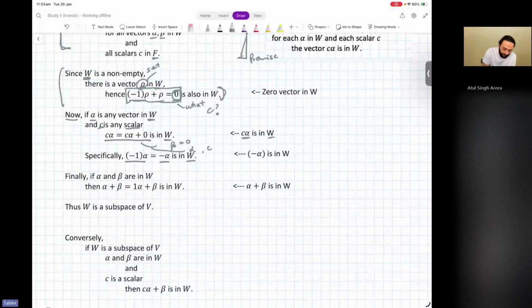Is that okay? Because we could choose any C, right? So we know C times alpha is in W. So we could choose C to be -1, and that would mean -1 times alpha, which is just minus alpha, right? That is also in W.